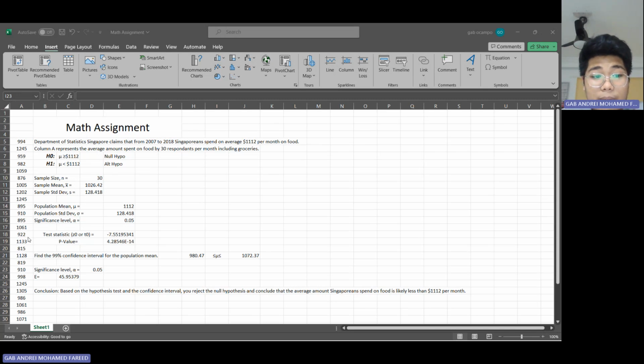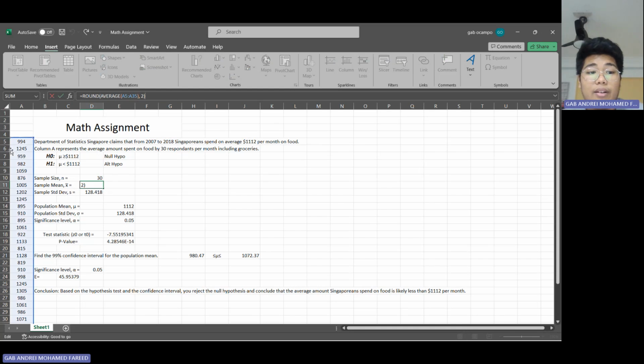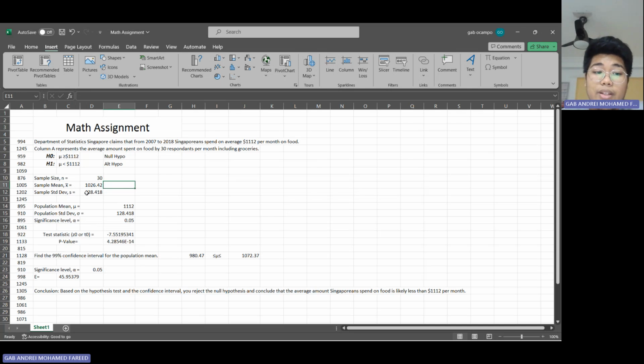Now, my entire column A represents the average amount spent on food or groceries per month by my 30 respondents. My sample size is 30, since I just said it's 30 respondents to my form. My sample mean is just the average from A5, which is my first respondent, to A35, which was my last respondent, and it is rounded off to two decimal points. Something similar is also done for my standard deviation.